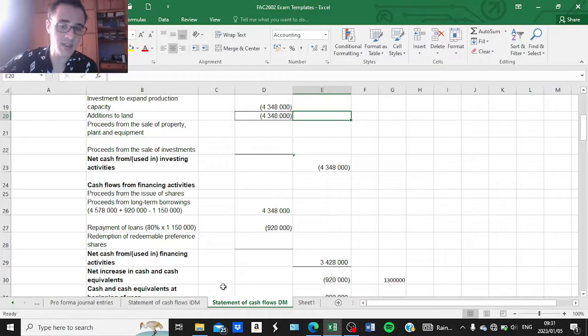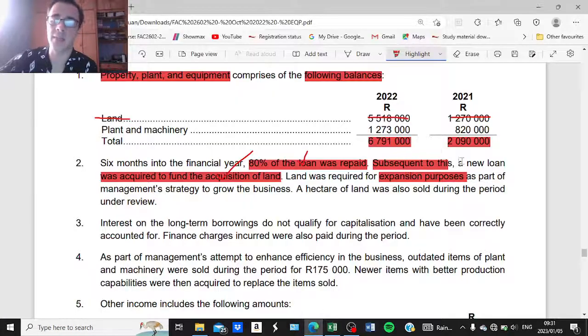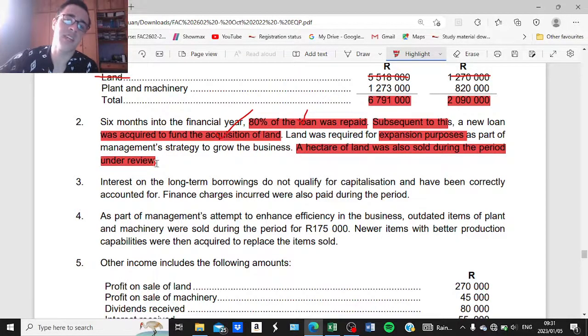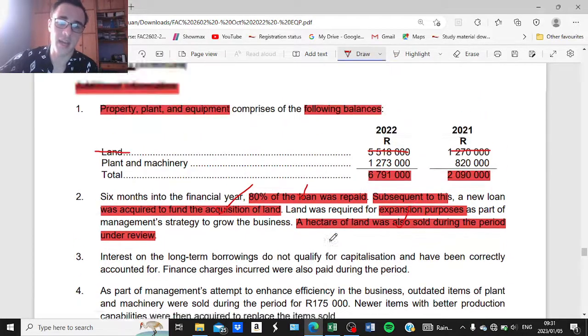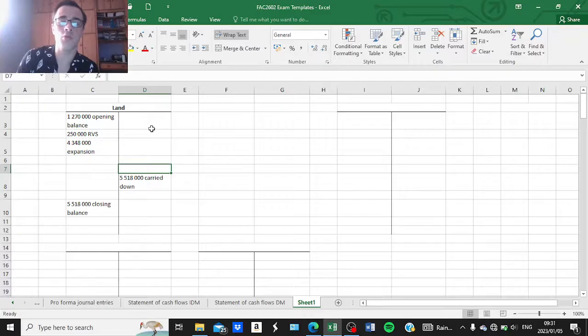Now that we have done that, we can proceed to calculating the balancing figure. And the balancing figure was the disposal of land. A hectare of land was also sold during the period under review. That amount has not been provided because it is the balancing figure in the general ledger account for land. So this amount will be calculated, and keep in mind that the balancing figure will be on the credit side of the general ledger account because there was a decrease in the value of land due to the disposal.